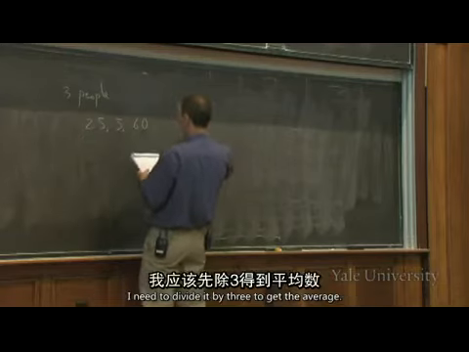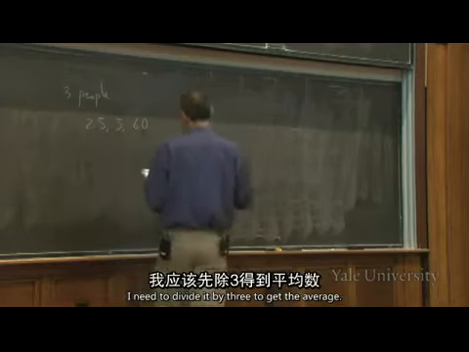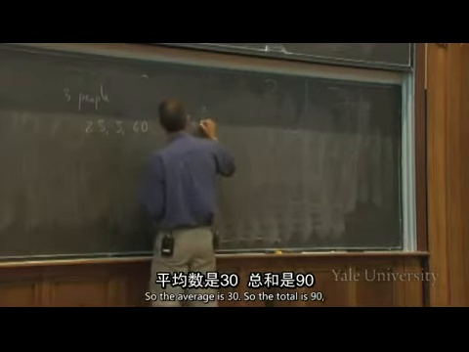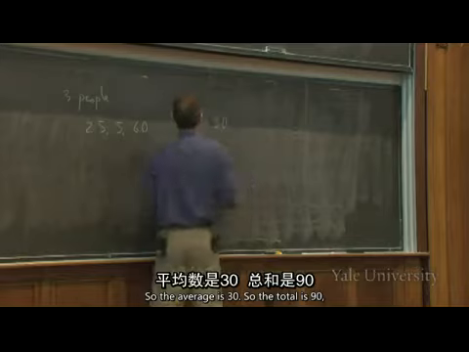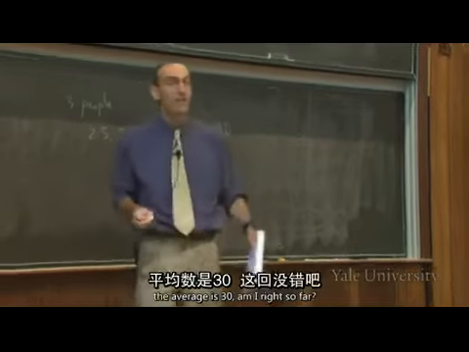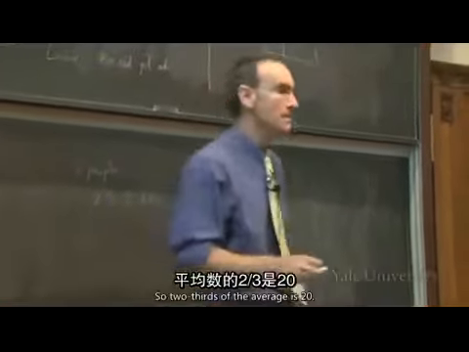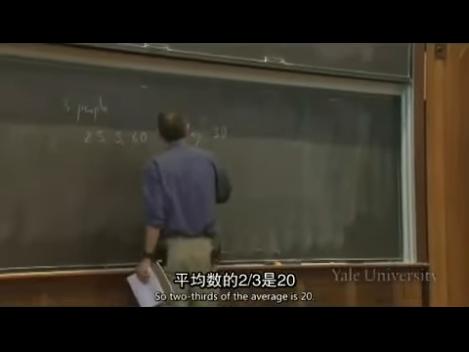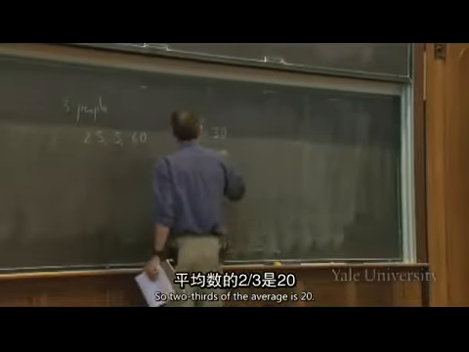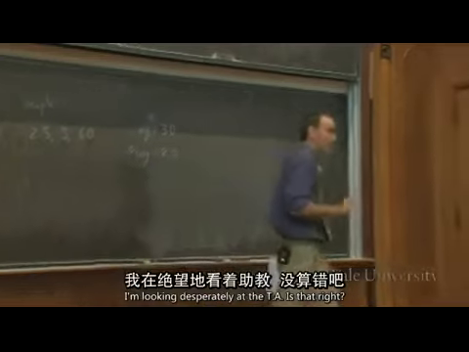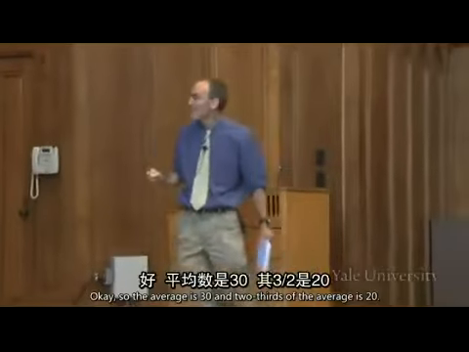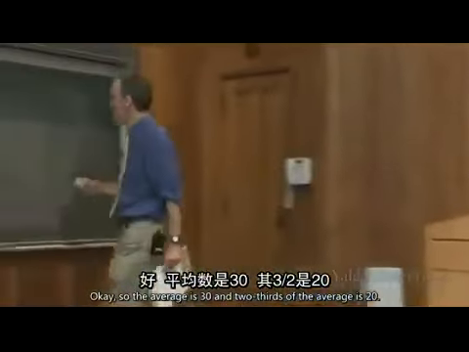I need to divide it by 3 to get the average, right? So the average is 30. Right, so total is 90. The average is 30. Am I right so far? All right, so 2/3 of the average is 20. I'm looking desperately at the TAs. Is that right? Okay. So the average is 30, and 2/3 of the average is 20.